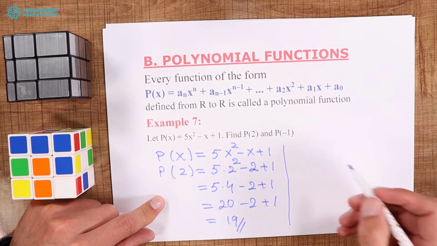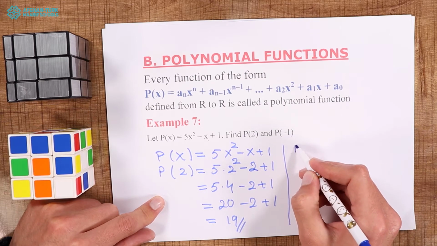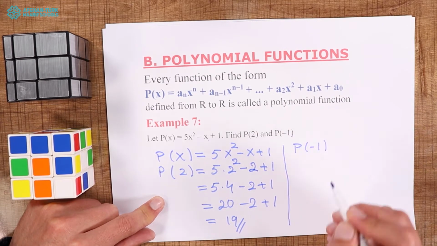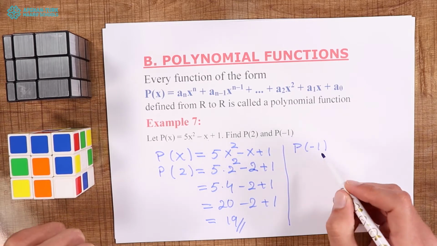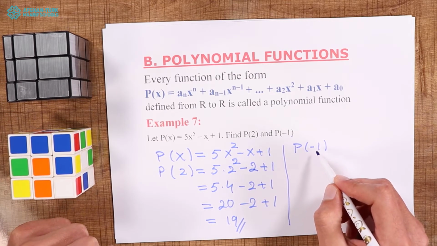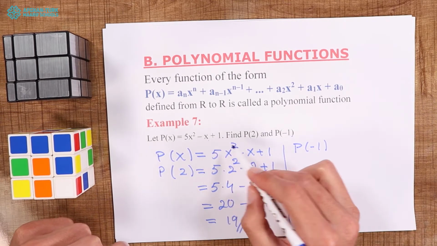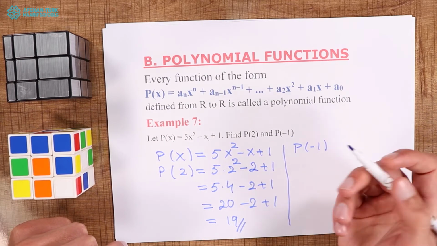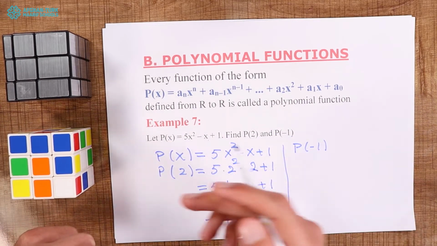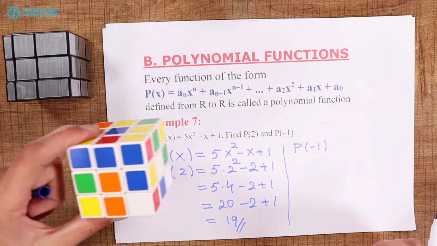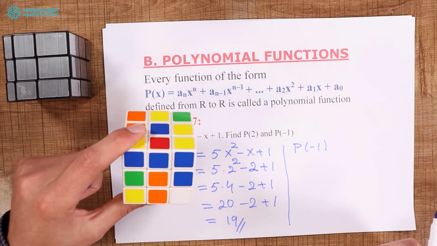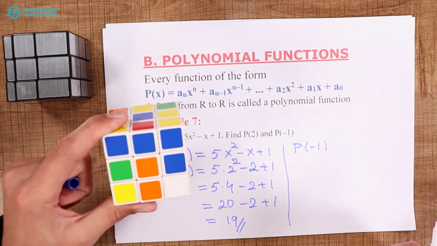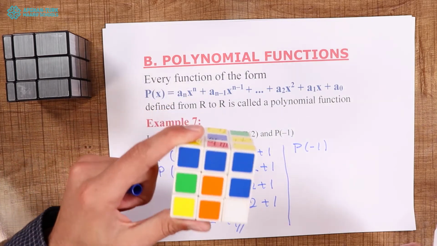For the second example, we must find p(-1). Just put -1 instead of x here. It means that you can put anything instead of x. For example, if you find p of cube, you must put something like cube instead of x. p(cube) is equal to 5 times cube squared minus cube plus 1.